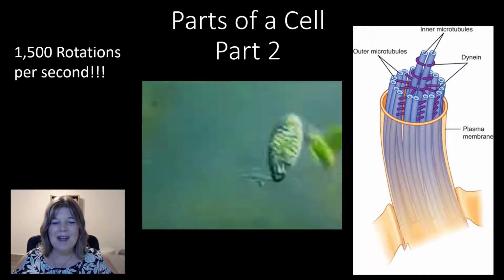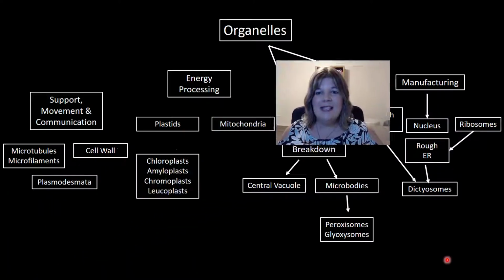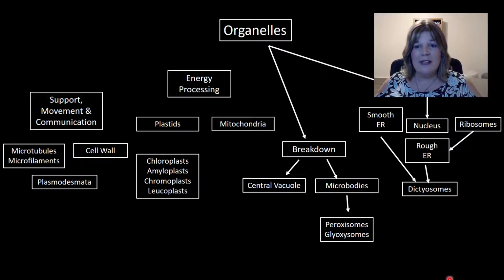Hi, it's Denise DeBusk, and in this video I'm going to talk about the remaining organelles in the plant cell. In this concept map of the plant cell's organelles, I grouped them into 4 broad categories of functions. I talked about manufacturing and breakdown organelles in the first video. Now I'll talk about the organelles used in energy processing and support, movement and communication.